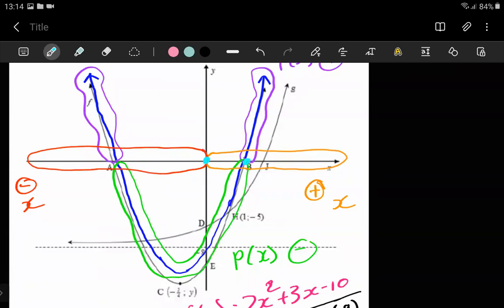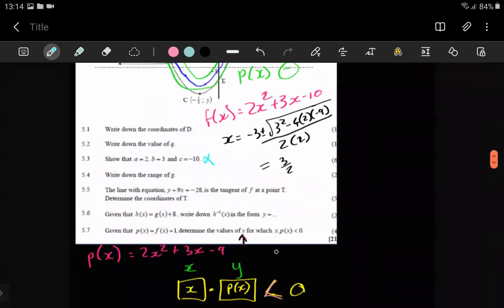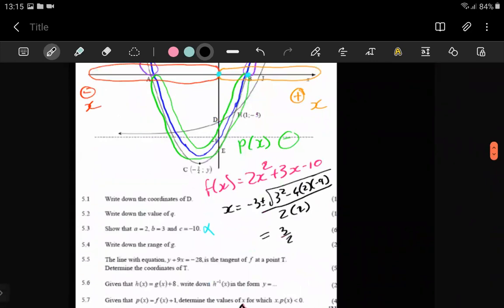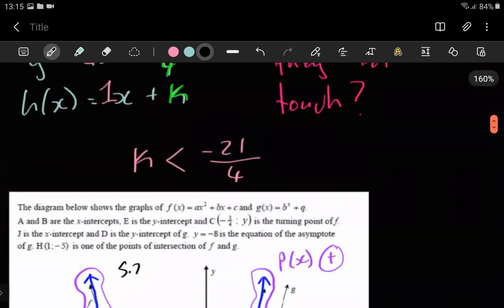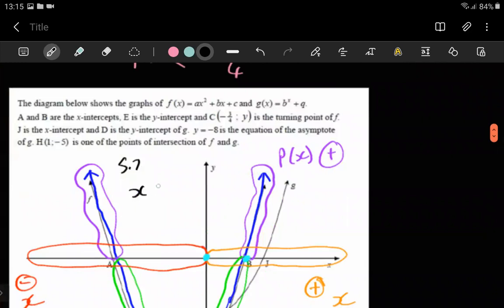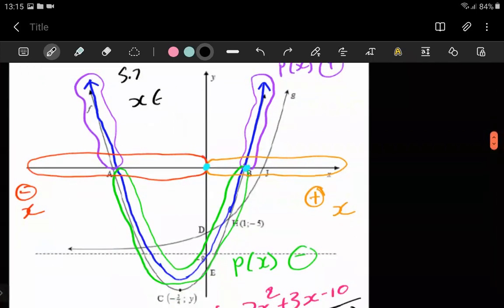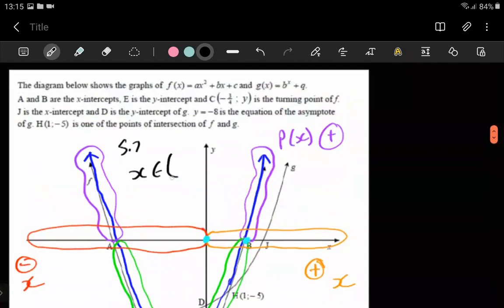And then the x value here is a 1. So obviously part of our answer, we're going to have to say our x values are between 0 and positive 3 over 2. So for 5.7, we're going to have to say x is an element of 0 until 3 over 2. Let's see if we're going to use a square bracket or a round bracket. We're using a round bracket because we're trying to say from 0 until 3 over 2.